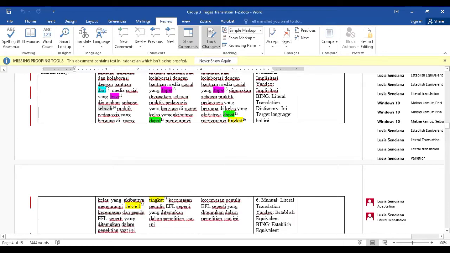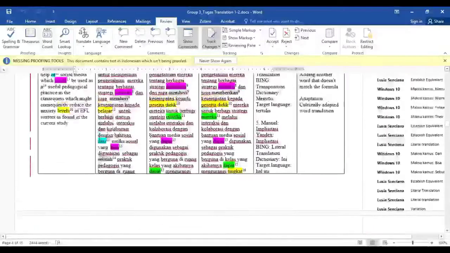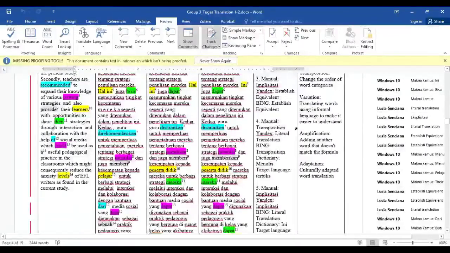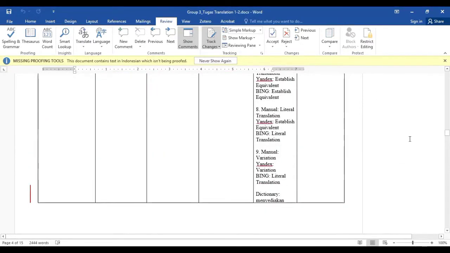Number 8 is writing. Writing in the dictionary meaning is menulis, and in the manual translator interpreted to menulis, in the Yandex is penulisan, and in the Bing is menulis. So this is a method. Manual translator using literal translation. This is word by word translation process, and in the Yandex using established equivalent, is patent word translation or in accordance with everyday. And in the Bing, same with manual translator. This is literal translation.